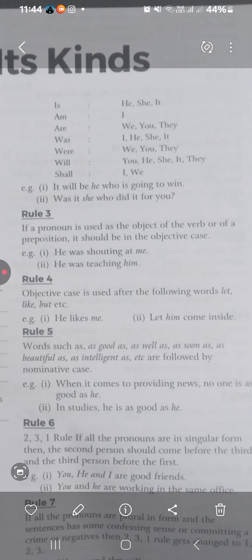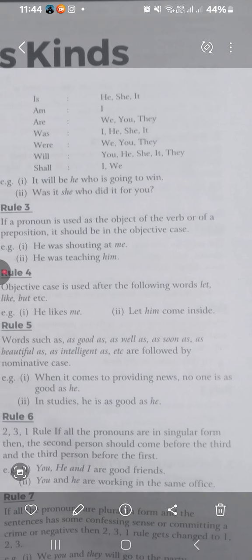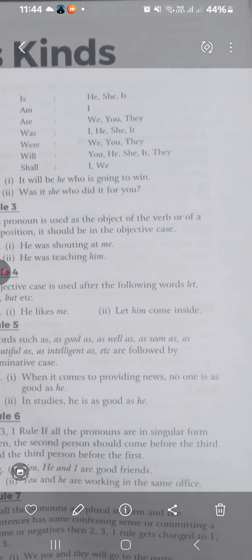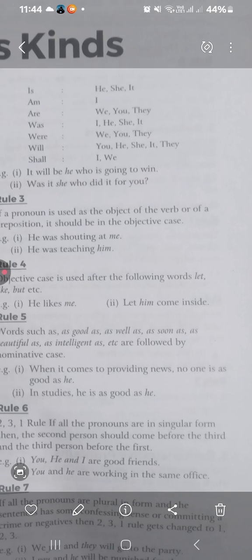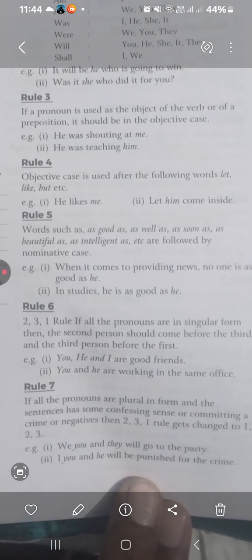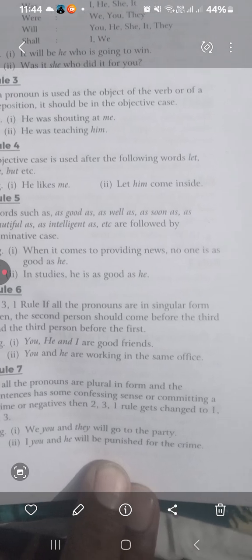Rule five: words such as as good as, as well as, as soon as, as beautiful as, as intelligent as, etc., are followed by the nominative case. So, when it comes to providing news, no one is as good as he. Here we are using he in the nominative case. And in studies, no one is as good as he. So you can understand, with as good as, as well as, as soon as, as beautiful as, we are using the nominative case.